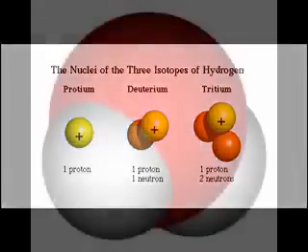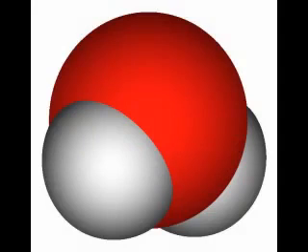Water, H2O, contains 2 hydrogen atoms in every molecule of water. A small percentage of hydrogen atoms in water have a neutron, or maybe even more rarely 2 neutrons. Molecules of water with extra neutrons are called heavy water.